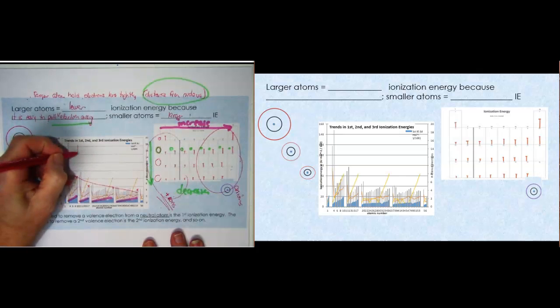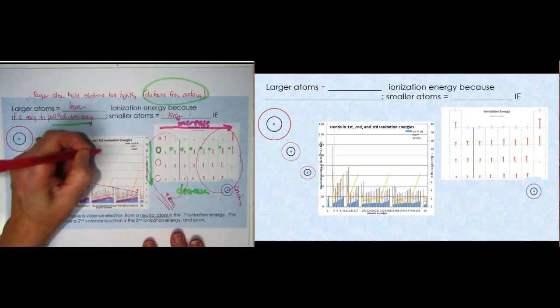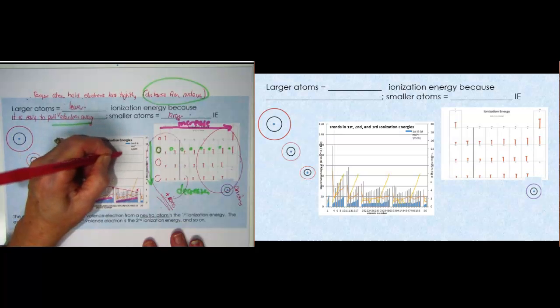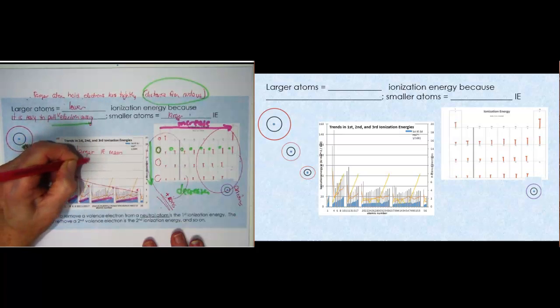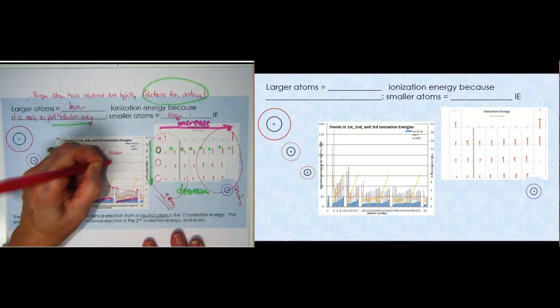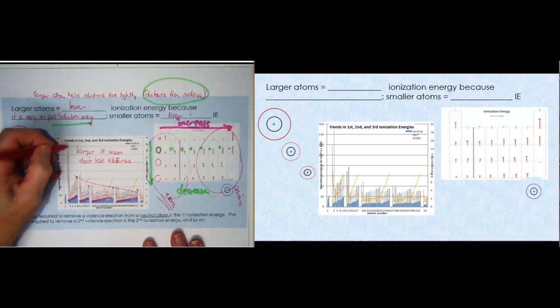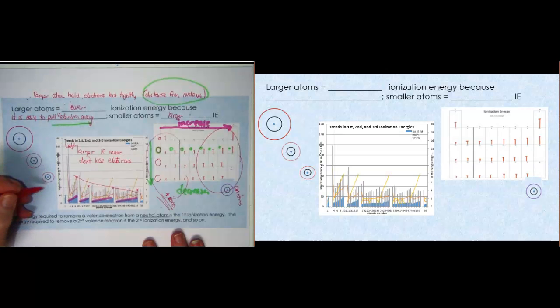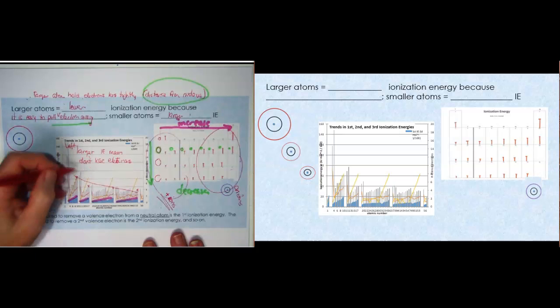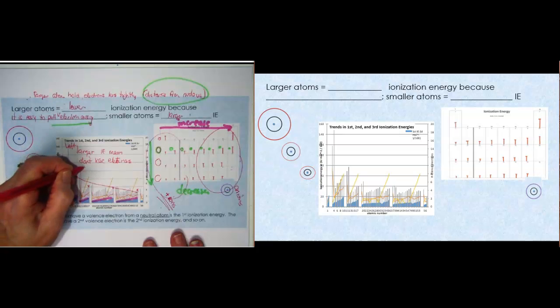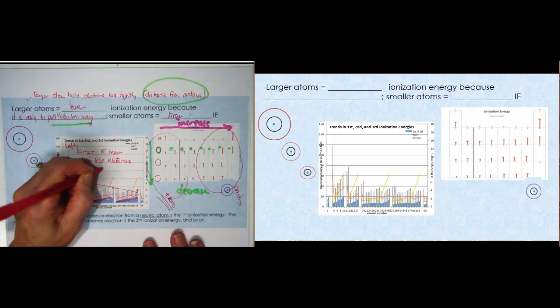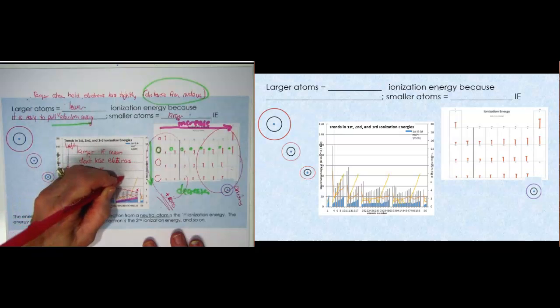So large IE means atoms don't lose electrons. Okay? And that's on the right side of the periodic table or at the top. Down at the left side and at the bottom, small IEs mean that they lose electrons easily.